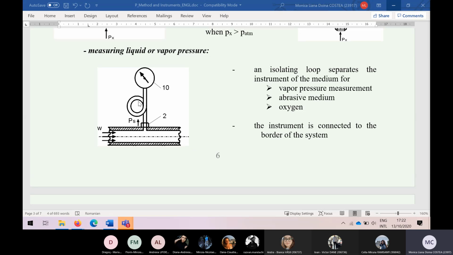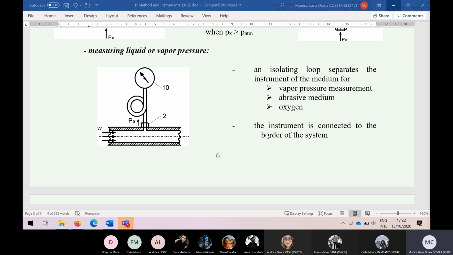In that case, if we don't have a separation between the two parts, we risk damaging the apparatus. So generally in this case, the loop contains an intermediate medium that transfers the pressure information to the apparatus. When it's a question of oxygen pressure to be measured, we also have to take precautions, because oxygen is very explosive in the presence of fat. So it is better in these cases to use an intermediate medium between the apparatus and the flow.